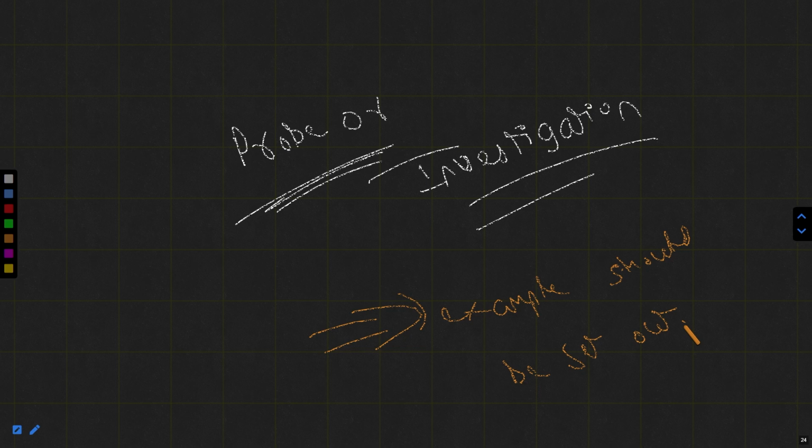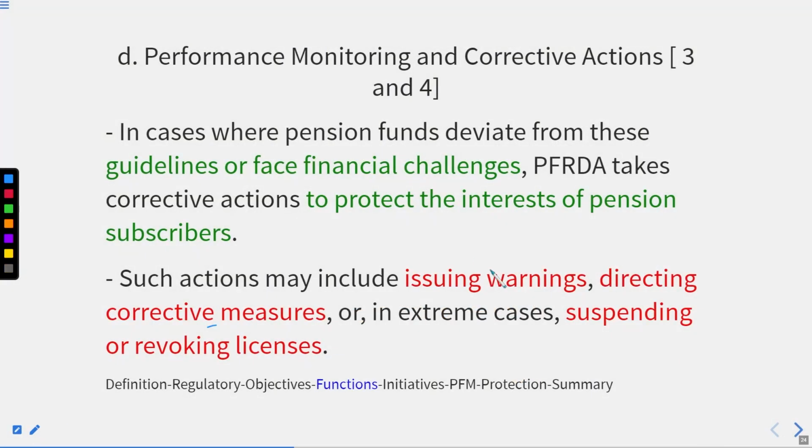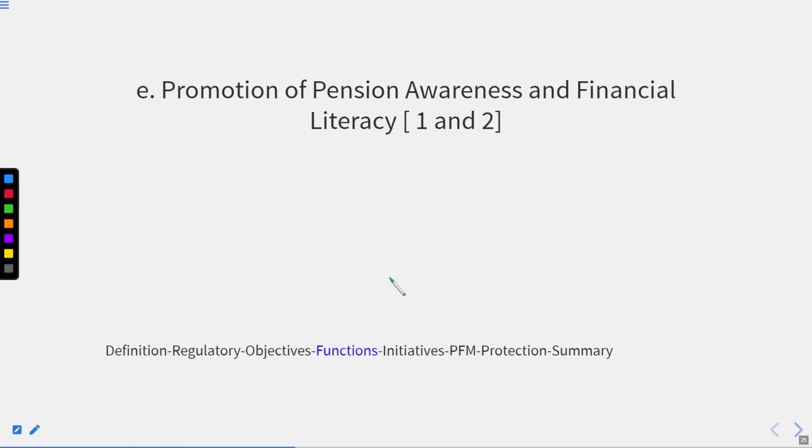Set out, so that other pension fund managers or custodians who are thinking the same must be alerting themselves, and not to these kind of things. All right, so remember this point. Thereafter, promotion of pension awareness and financial literacy.